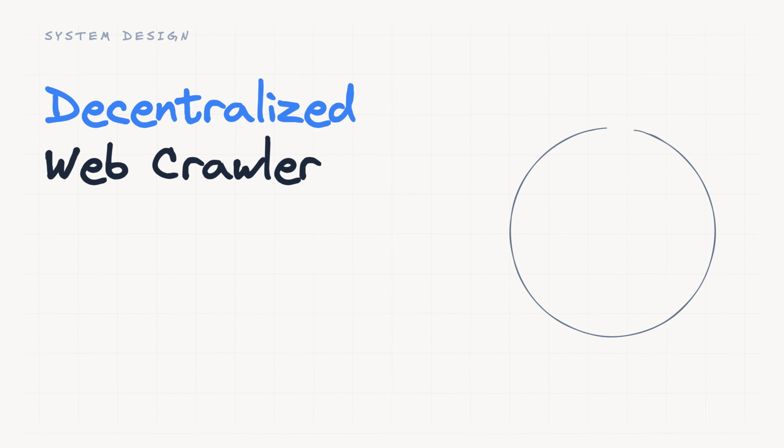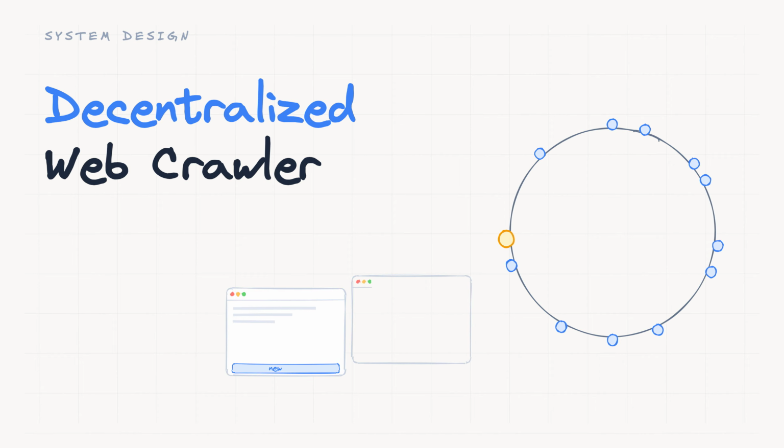Here's a system design question that looks standard until you read the fine print. Design a web crawler, but make it decentralized. I've spent most of my career as a staff engineer building large-scale distributed systems, and this is exactly the kind of problem where the standard answer stops working.